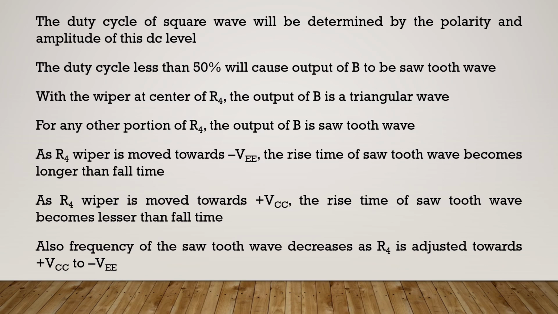So mainly the requirement here is that we have to adjust the duty cycle. If the duty cycle is 50%, then we get a triangular wave. If it is less than that, then a sawtooth wave is generated.